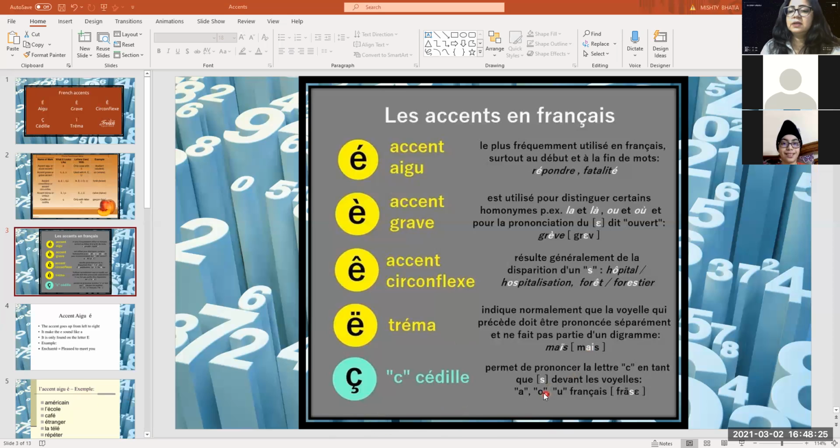Okay, so next one is the C with a cedilla. Do you see the C letter? This is pronounced before the vowels A, O, U in French. If I don't put the accent under the C, the sound will be K. So to make it soft, I am adding this. Okay, so this is all.